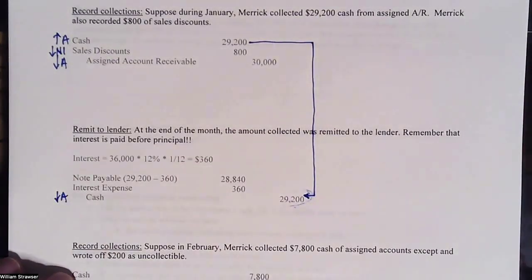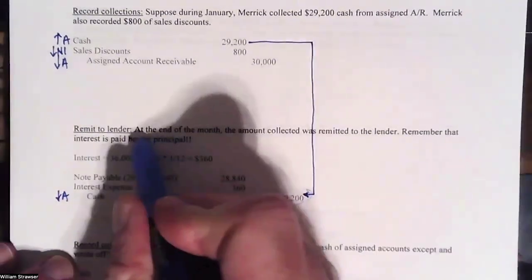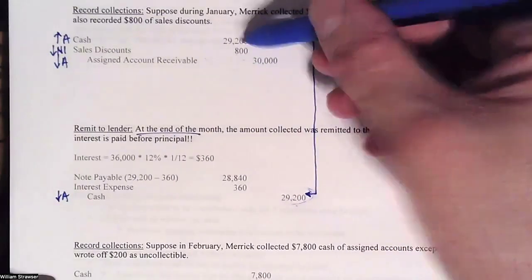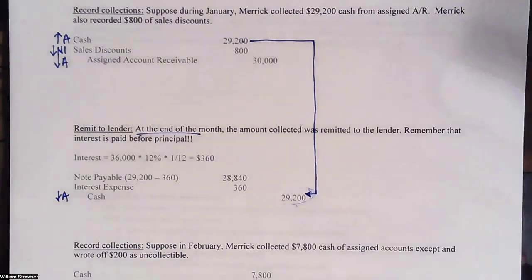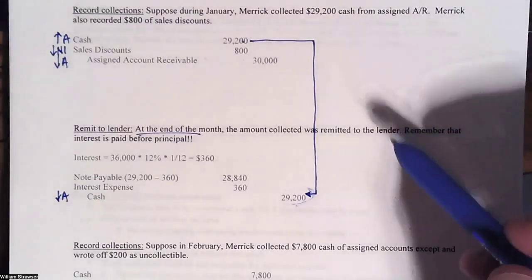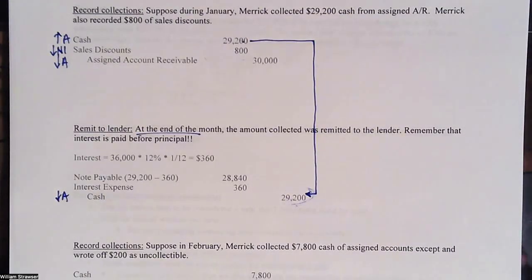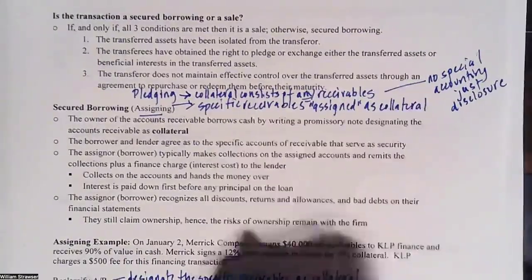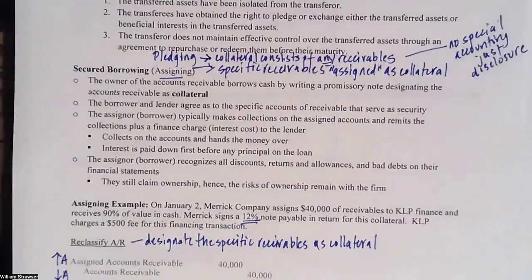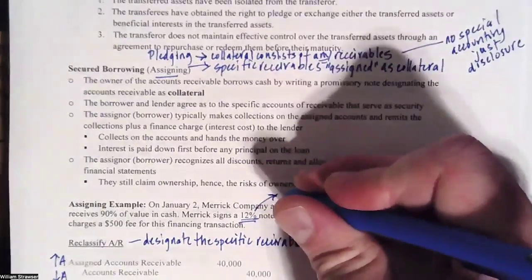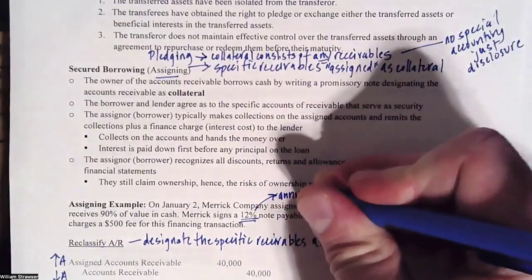Now remember, this is at the end of the month that we're doing this. So during the month, we collected these receivables. We got $29,200 of cash. We had some sales discounts. That's great. So that's the month of January. But at the end of the month, we have to remit that amount to the lender. And remember that there was a 12% interest rate attached to this note. And these are always, unless otherwise stated, annual rates of interest.